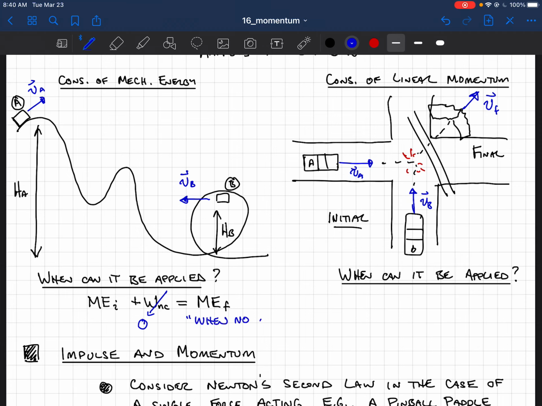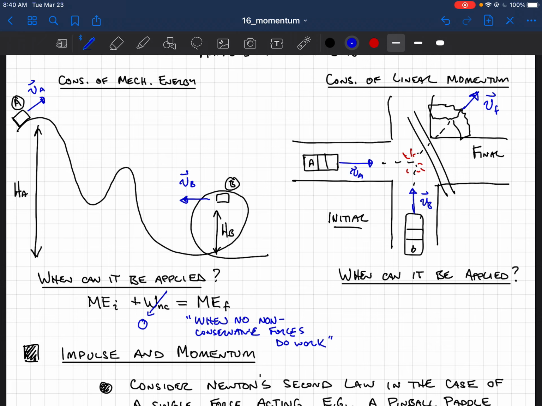When no non-conservative forces do work. So those are the conditions when we can apply conservation of mechanical energy.